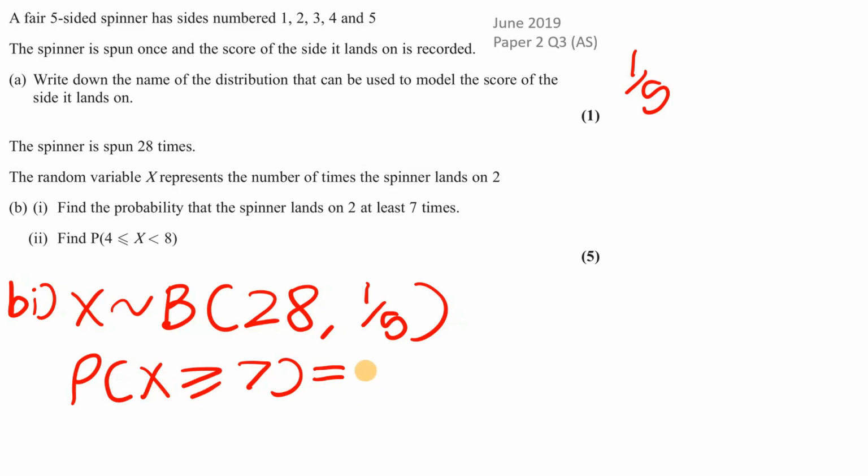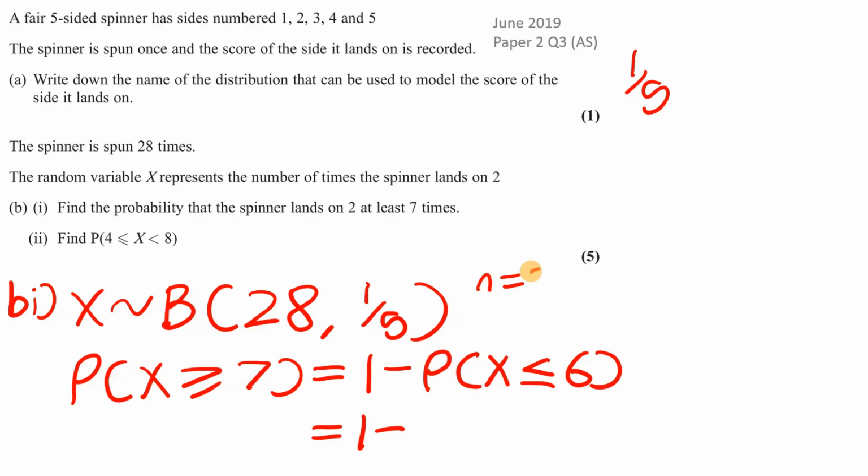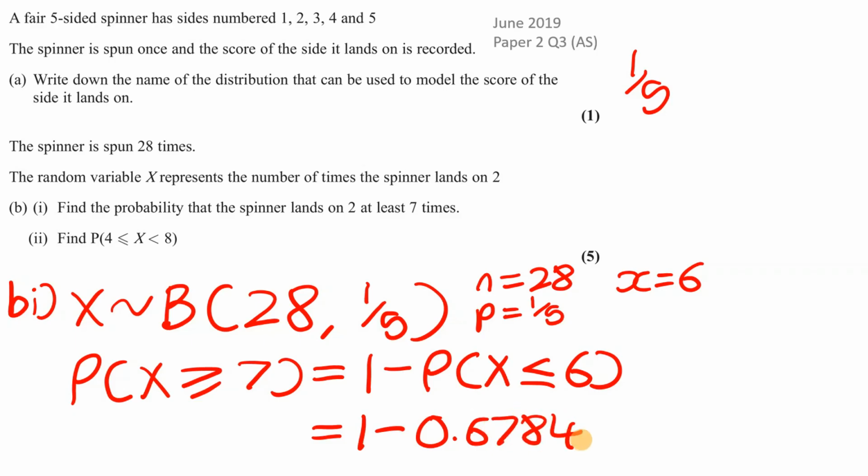So to find this probability, we're going to do 1 minus the probability that x is less than or equal to 6. So this is going to be 1 minus, and then this here, we're going to put into our calculator where n is 28, p is 1 over 5 or 0.2, and x is 6. If you put this into your calculator to 4 decimal places, it is 0.6784. And then if you put this into your calculator, it's equal to 0.3216. This is the probability it lands on 2 at least 7 times.